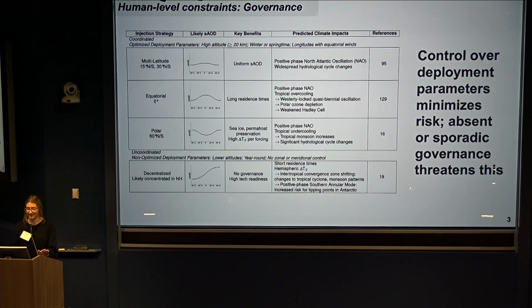Basically, the point here is that controlling these deployment parameters, not just latitude, but also altitude, time of year, magnitudes of injections, and longitudes of injections, is a key way of minimizing risk. In the absence of governance, or with sporadic or intermittent governance, this means of mitigating risk is ultimately threatened.